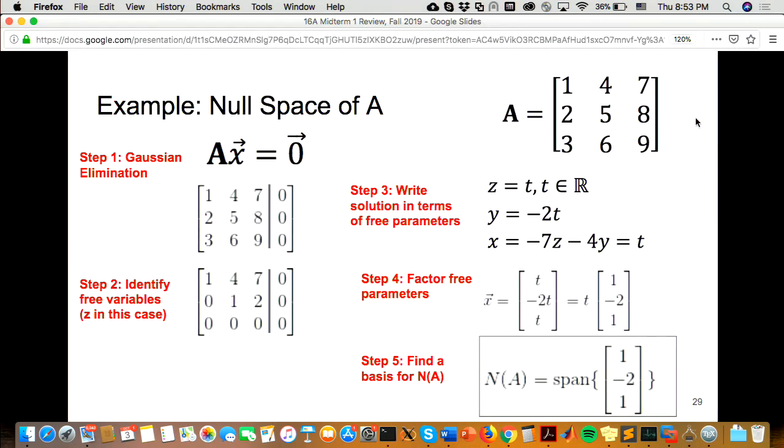The basis is the set of vectors that spans the space. So the basis would be written as... Thank you, yes. This is a bug in the slides. Thanks for pointing it out. The basis is essentially just this vector, okay? The null space, this is what we say. Null space of A is the span.